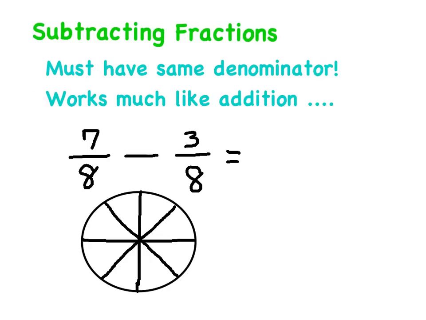So for an example, we have 7/8 minus 3/8, which, if we follow our rules, we have the same denominator of 8. So then I look at the numerator, the 7 minus the 3, and instead of adding those two numbers, I subtract them. So 7 minus 3 would be 4, and then I keep the denominator of 8. We can model this down below by thinking about how we have 7 out of 8 slices.